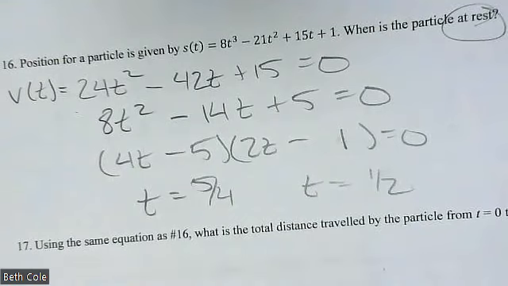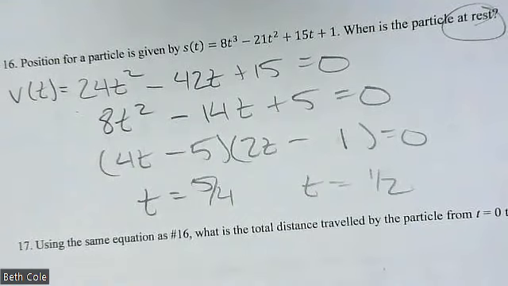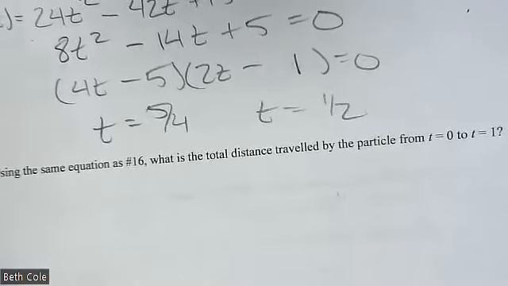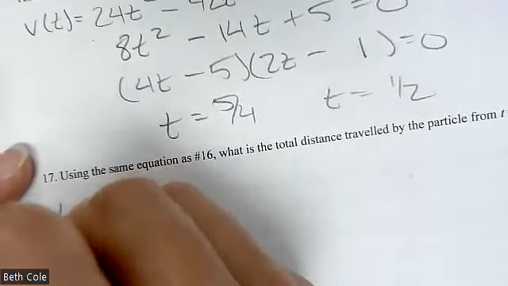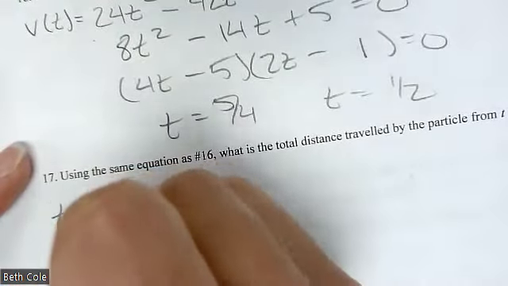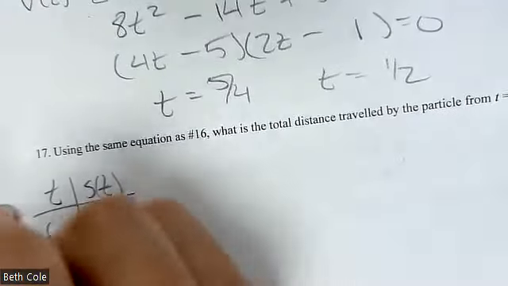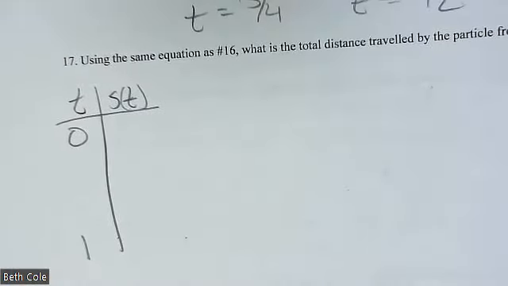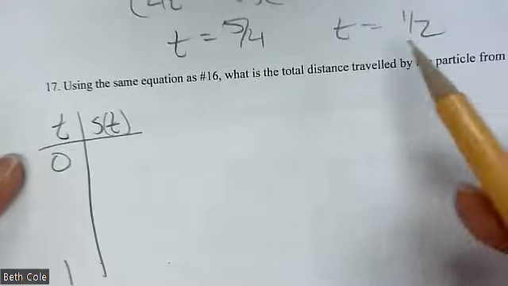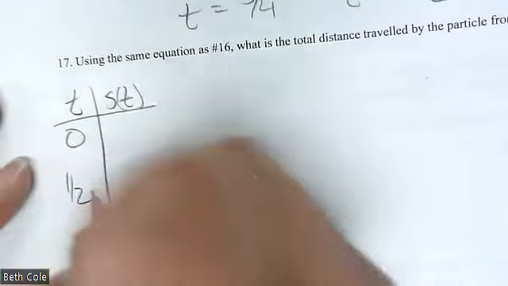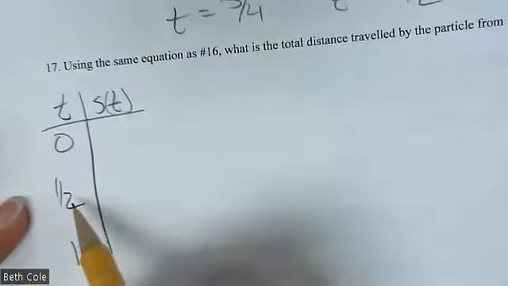All right, and then this one, please try to ignore them. Using that same equation, so this one right here, total distance traveled from 0 to 1. So you are going to set up a position chart. You're going to put in 0 and 1, and then any of the previous answers where you had it at rest. Now we can leave off 5/4. I only need to put the 1/2 on here.